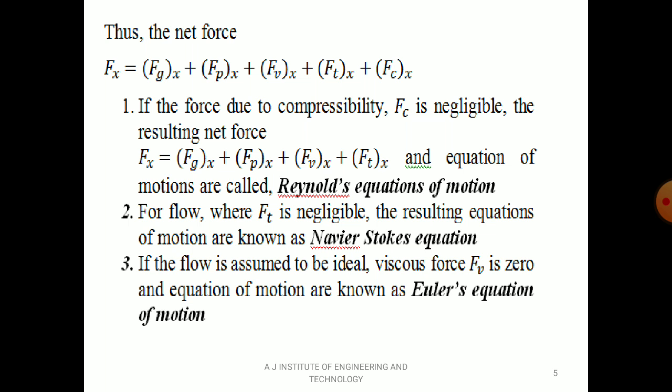Similarly, if Ft, the force due to turbulence, is negligible, then the resulting equation of motion is known as Navier-Stokes equation. Then if the flow is assumed to be ideal, in the ideal case viscosity is 0, so the viscous force is 0. Then the resulting equation is known as Euler's equation of motion. So these are three expressions. For Reynolds equation of motion, Fc is 0 or negligible. For Navier-Stokes equation, Ft is 0, that is force due to turbulence is 0. For Euler's equation of motion, the viscous force Fv is 0.